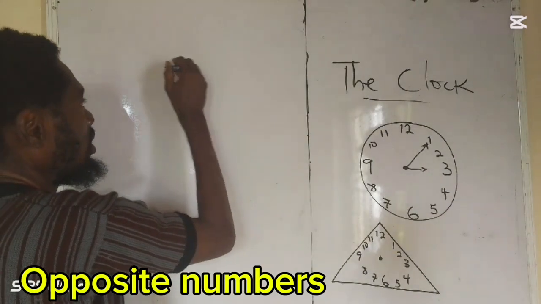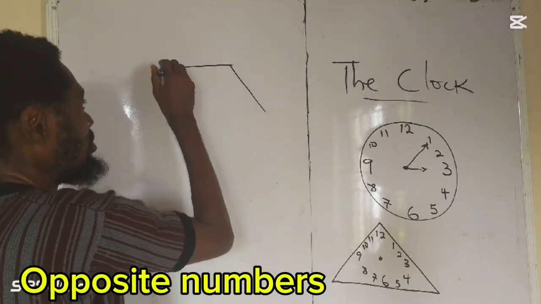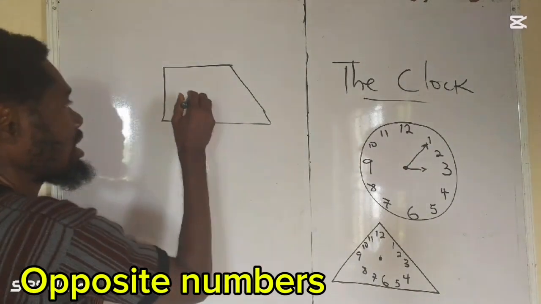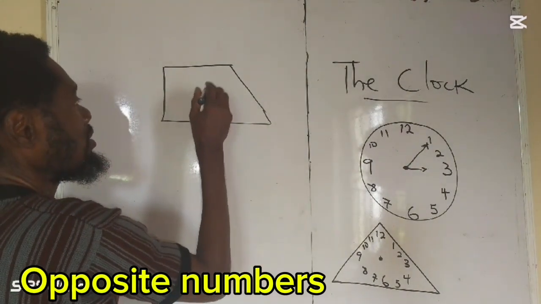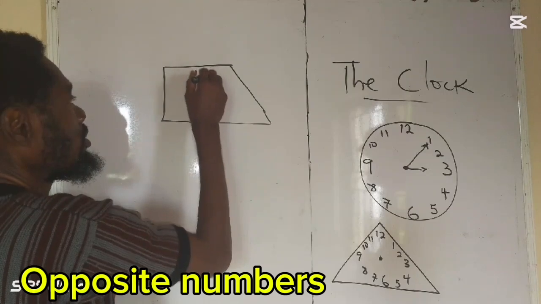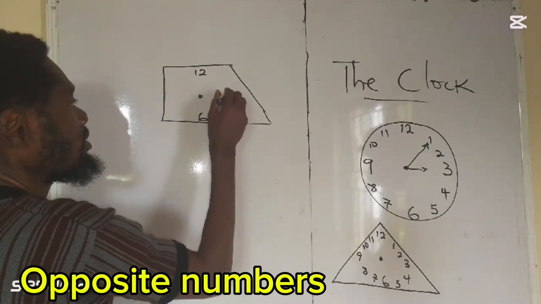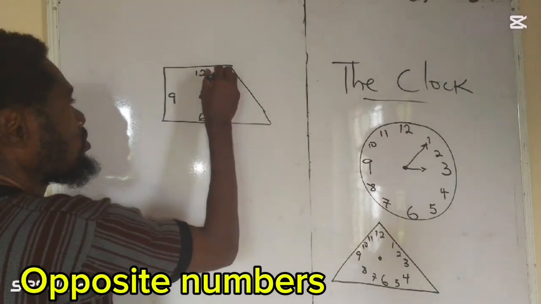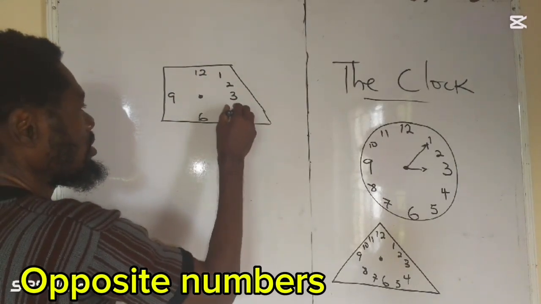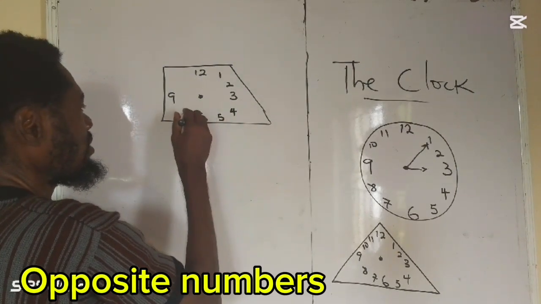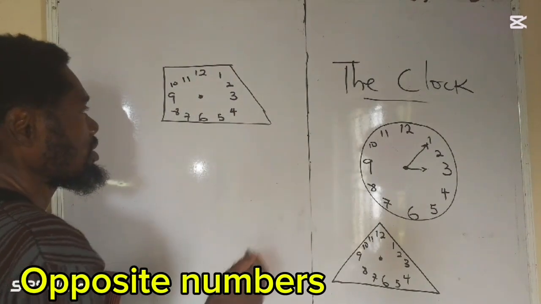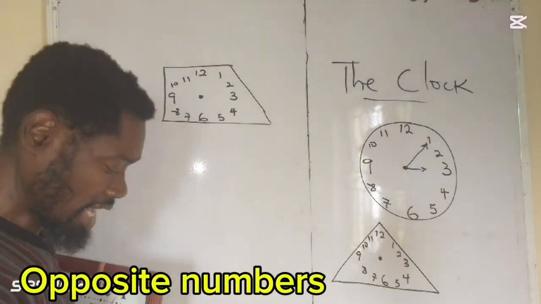You can use a trapezium if you like. Put the center, 12 up, 6 down, 3 and 9, then 1, 2, 4, 5, 7, 8, 10, 11. This is your clock. So this is how you go about drawing.